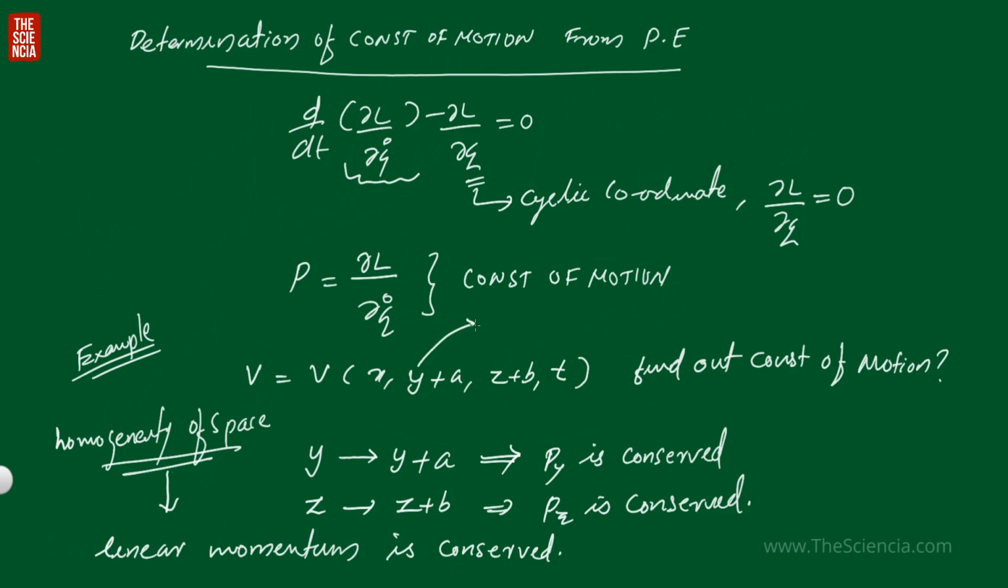So here py will be a conserved quantity, that is, py is a constant of motion, and z is a cyclic coordinate, so pz is a constant of motion. And you can see the potential explicitly depends on t, that is, in the equation of V we can see the t coordinate. If there is explicit time dependence in the potential energy, then energy is not conserved.